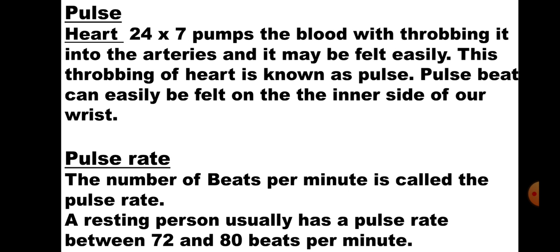Now, friends, two more things are very important. These concepts are given in our book, and they are pulse and pulse rate. Now, what do they mean? Pulse. The heart, 24 by 7, pumps the blood with a throbbing into the arteries, and it may be felt easily. This throbbing of the heart is known as pulse. The pulse can easily be felt on the inner side of our wrist.